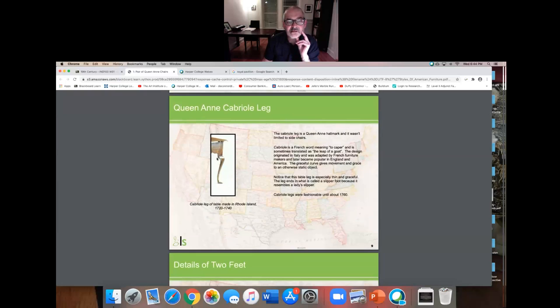Cabriole leg is this leg that bends out, then back, and then here ending in this little pad foot. Oh no, that is a slipper foot. There's pad foot, slipper foot, ball and claw. So cabriole is a French word meaning to caper, sometimes translated as the leap of a goat. So it's really almost an abstraction of an animal leg.